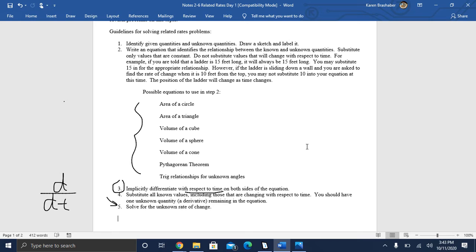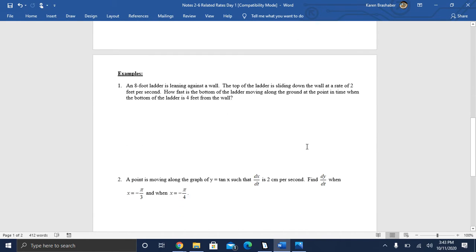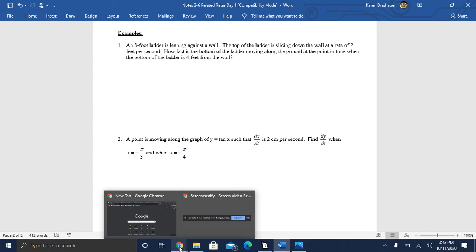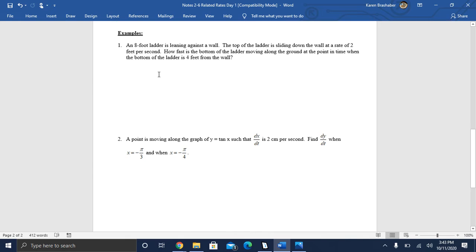So I'm going to go ahead and have us move to the back of your papers. We'll look at a classic ladder problem. And I'm going to go ahead and show you an animation of what's going on from this problem right after we read it. So we have an 8-foot ladder leaning against the wall. The top of the ladder is sliding down the wall at a rate of 2 feet per second. Hopefully you can imagine this, but maybe not have experienced it. How fast is the bottom of the ladder moving along the ground at a point in time when the bottom of the ladder is 4 feet from the wall?